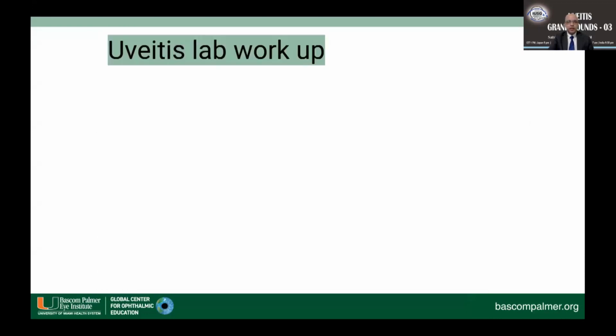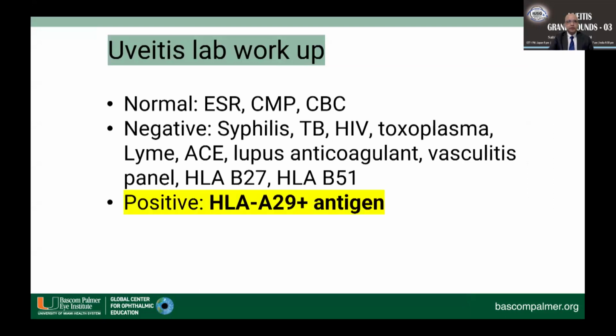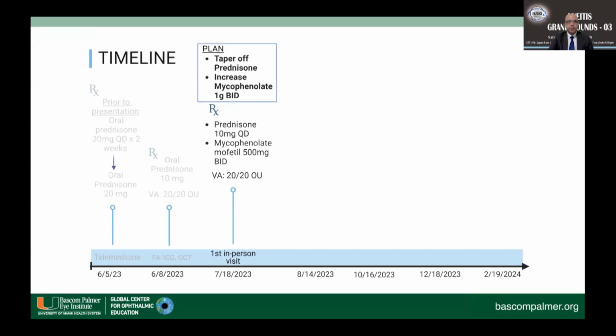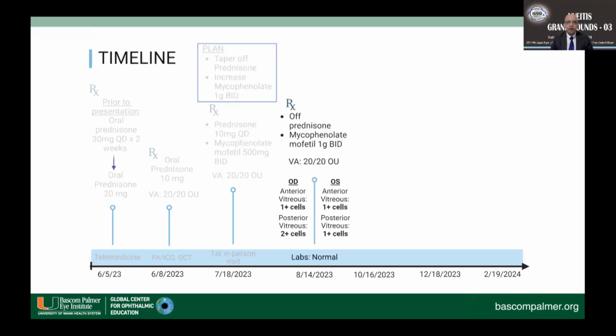The uveitis lab workup was negative for everything except for a positive HLA-A29 antigen. The diagnosis of birdshot chorioretinitis was made, and her mycophenolate was increased to 1 gram twice daily. She was asked to taper off the prednisone. She was having side effects of anxiety at this time and was asked to consult a psychiatrist.